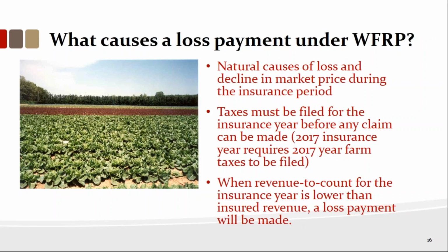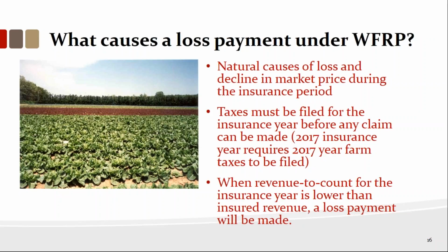Okay, natural causes of loss are covered. This policy is the most inclusive for perils of any insurance policy I have seen across the board. And I'm talking about any of your P&Cs, any of your health, life, anything, because it covers all natural causes of loss. It covers a decline in market price. So it's market price and it's natural causes of loss. That's real good coverage, really good.